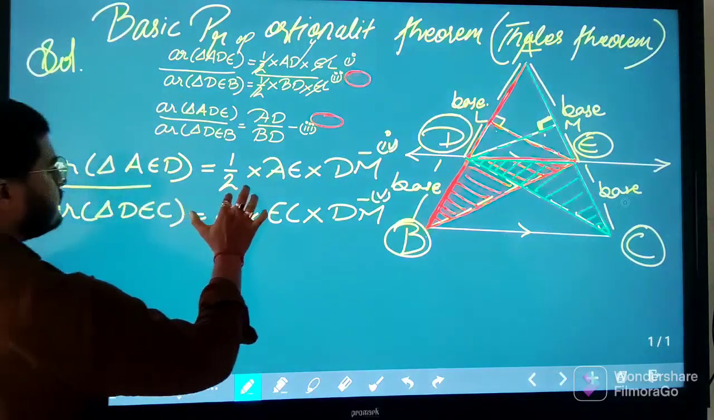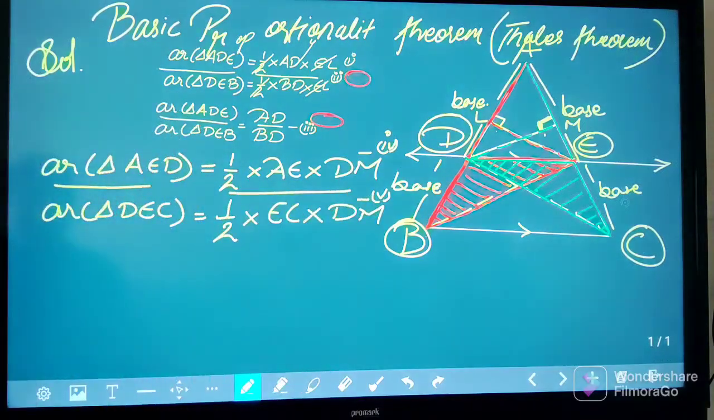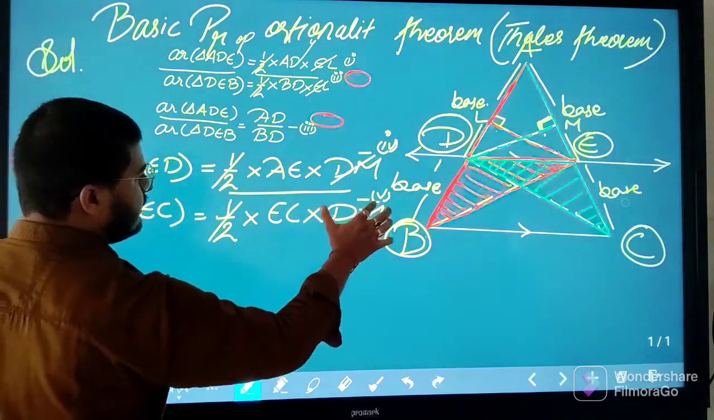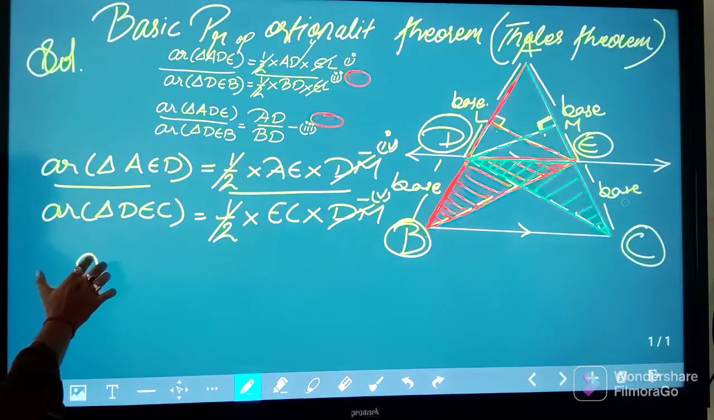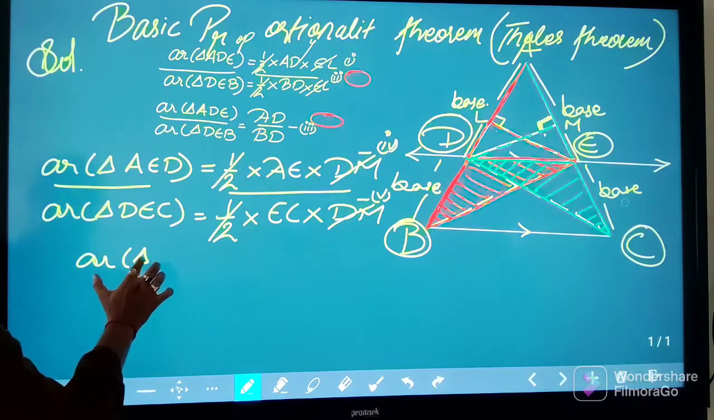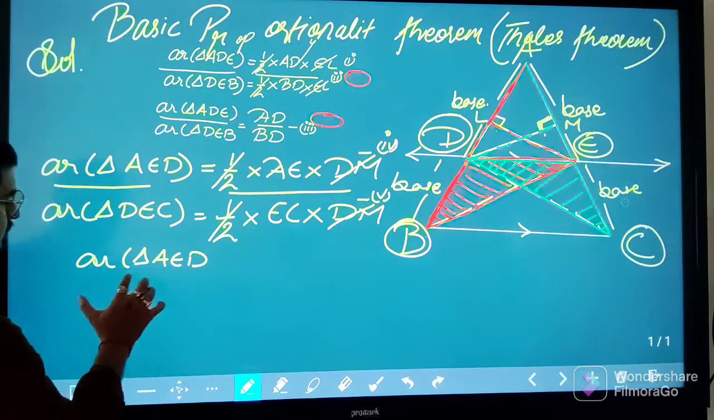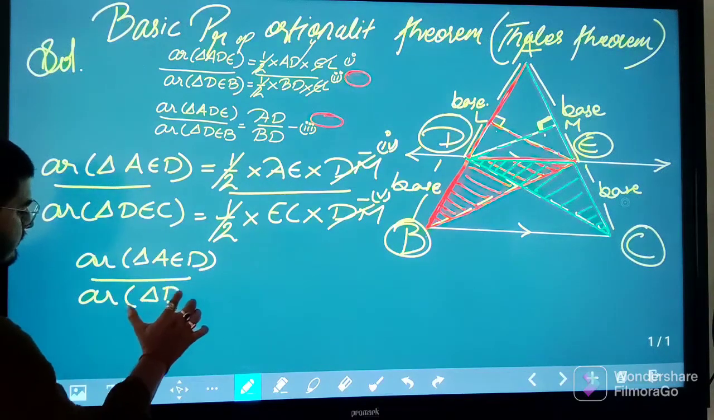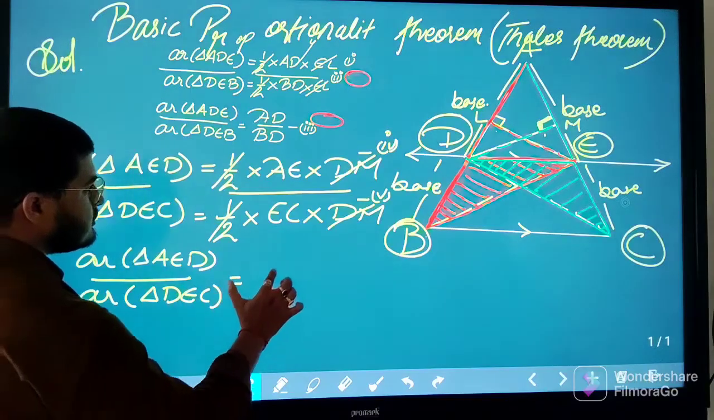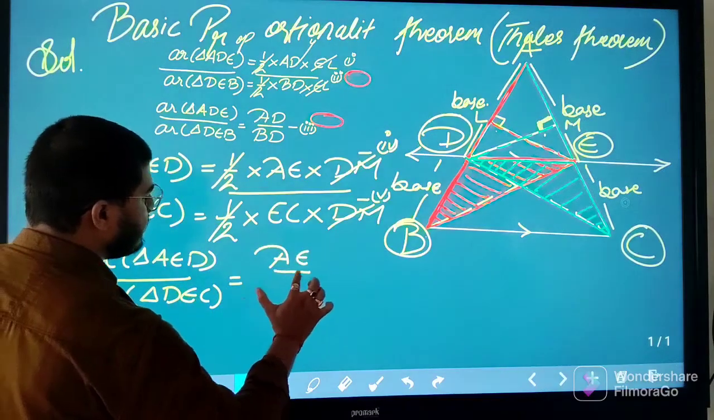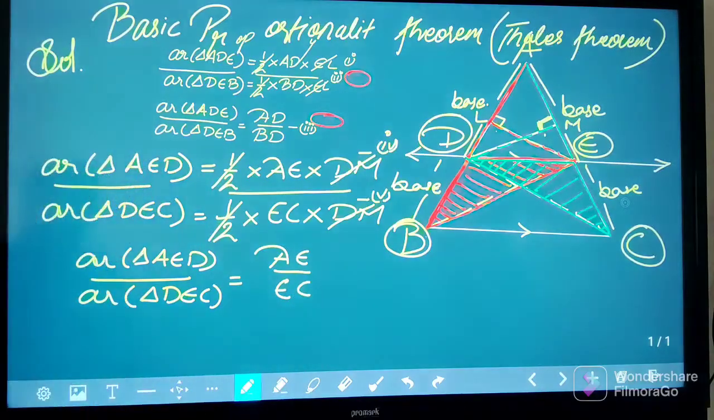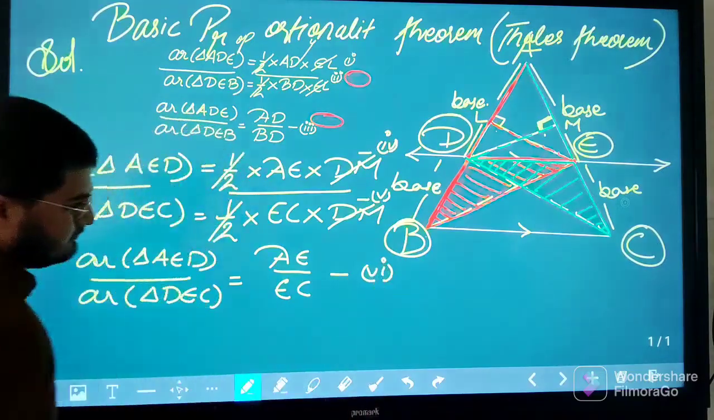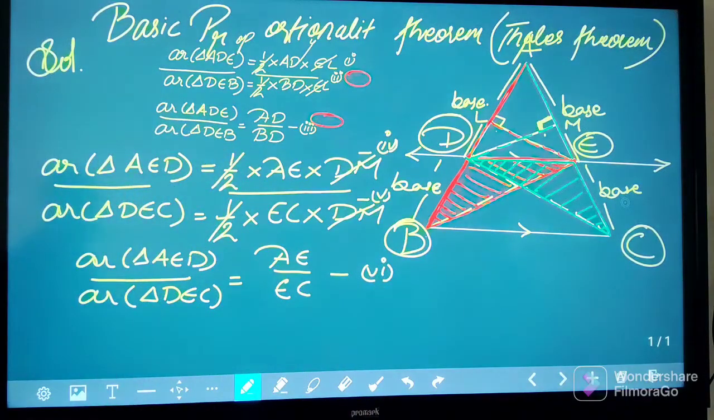Divide both of them on the left hand side as well as on the right hand side. On the right hand side, half and half will be cancelled. DM will be cancelled with DM. So what we are left with is area of triangle AED upon area of triangle DEC is equals to AE upon EC. AE upon EC. This we can say as result number 6. AE upon EC.